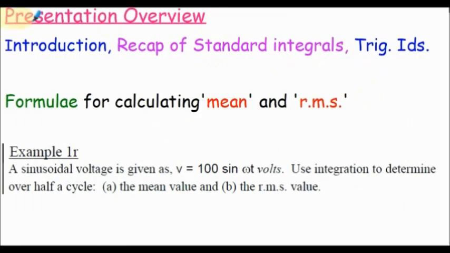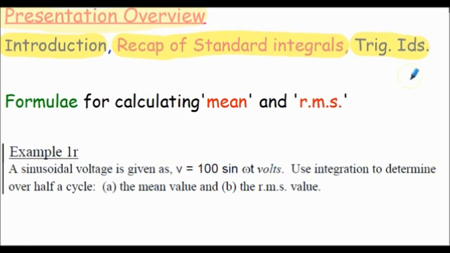Here's a brief presentation overview. The presentation commences with an introduction to this particular topic area, then a recap of standard integrals, showing our integral tables, and also a recap of trigonometric identities, some of which we'll be referring to within certain solutions. Next we have formulae for calculating the mean and the r.m.s values of particular waveforms. Then we have example 1R. We're given a waveform, and we have to calculate the mean and the r.m.s values.